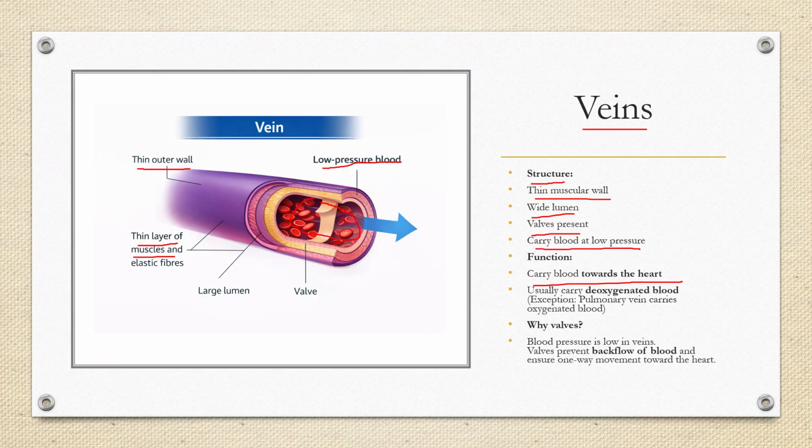Okay students, here is one more important comparison between artery and veins. In veins there are valves, but in case of arteries there are none. Why are valves present in the veins? Blood pressure is low in veins, so valves prevent backflow of blood and ensure one-way movement towards the heart. So that's why in veins we have valves.